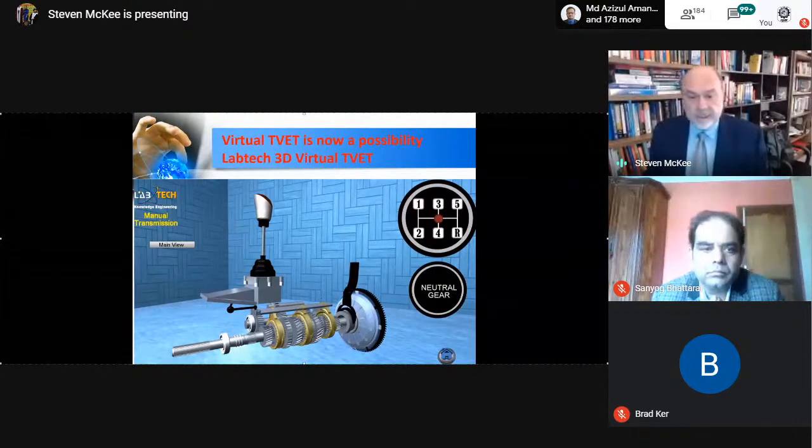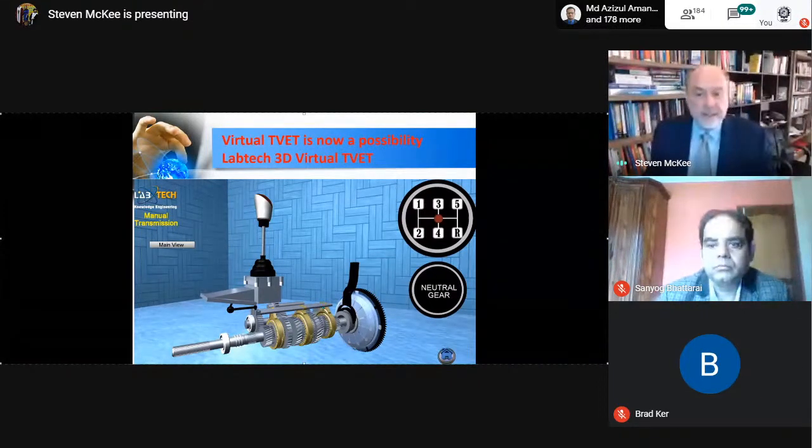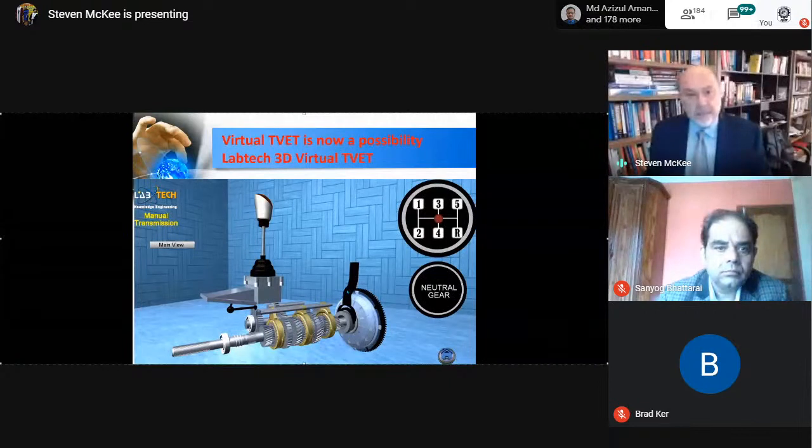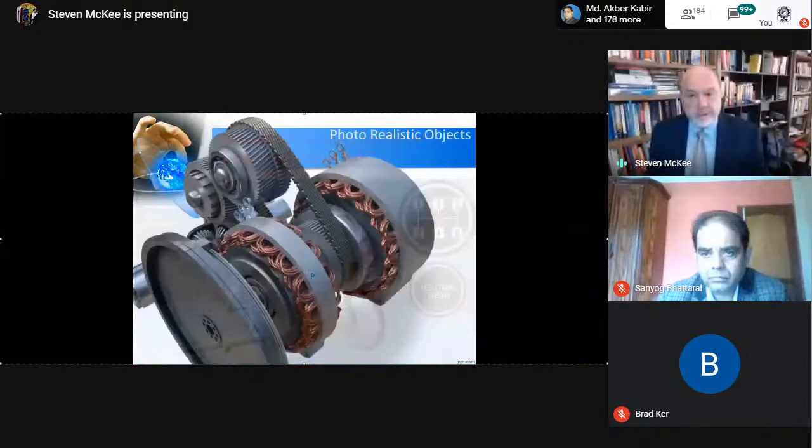Because if you look at a real transmission, you can't understand how it operates. If it's in a car, of course, you can't even see how it operates. Even if you take it apart and put it together, you still don't understand how it works. Through these learning representations, we're able to show those things.